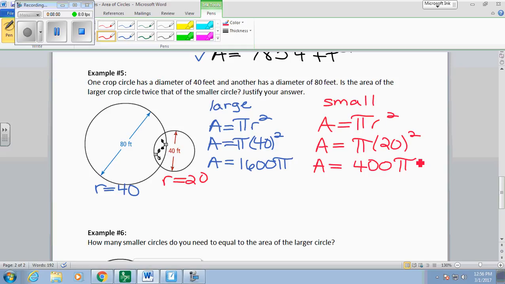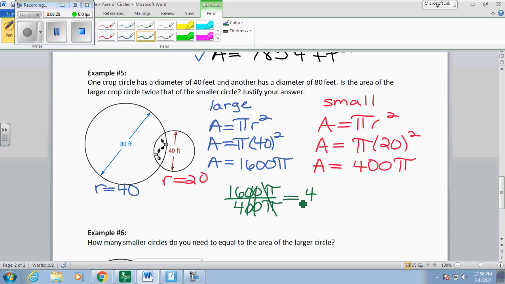And since they want me to figure out how many times larger the large circle is, I can now just take my 2 answers and divide them. So I can take the 1600 pi divided by the 400 pi. The pi's cancel out, and then I can cross off a 0, cross off another 0, and 16 divided by 4 is just going to give me 4. So I was actually able to calculate this problem without the use of a calculator.